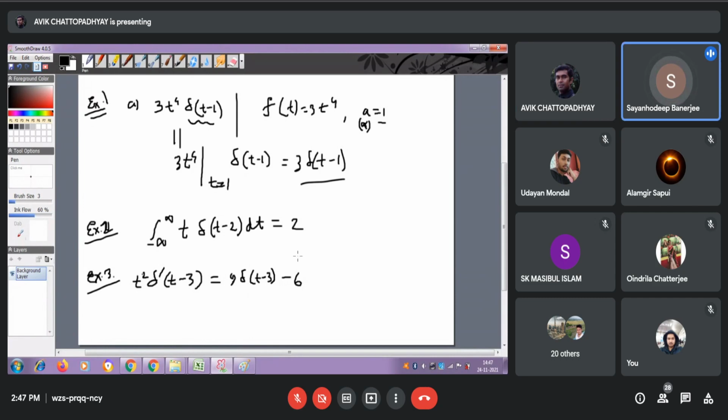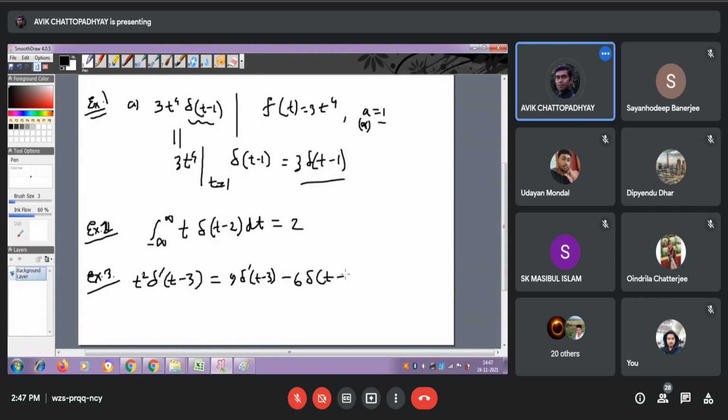It will be 9 del dash t minus 3 minus 6 del t minus 3. Very good. The first term will be 9 del prime or del dash t minus 3, then minus 6 into del t minus 3. That's all. So this kind of question you can expect in the examination. A short expression will be given and you will be asked to evaluate it just by exploiting the property of the delta function.